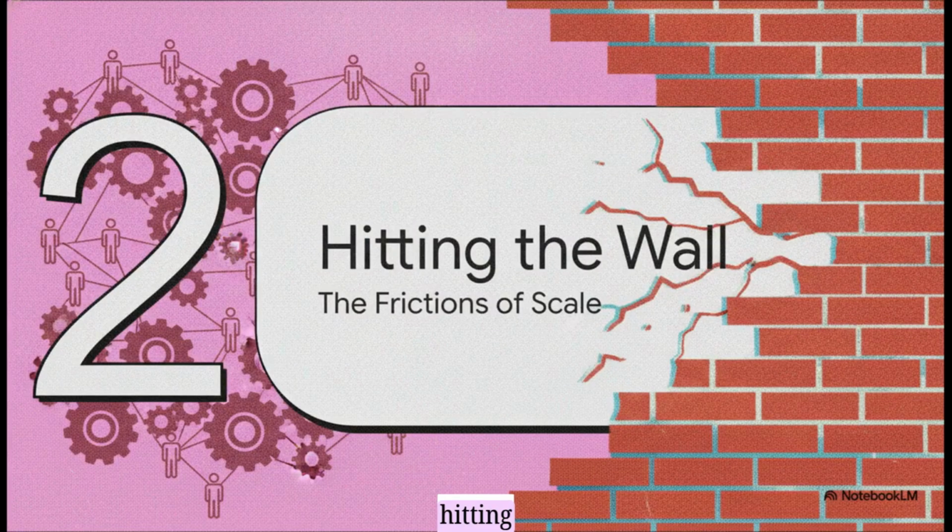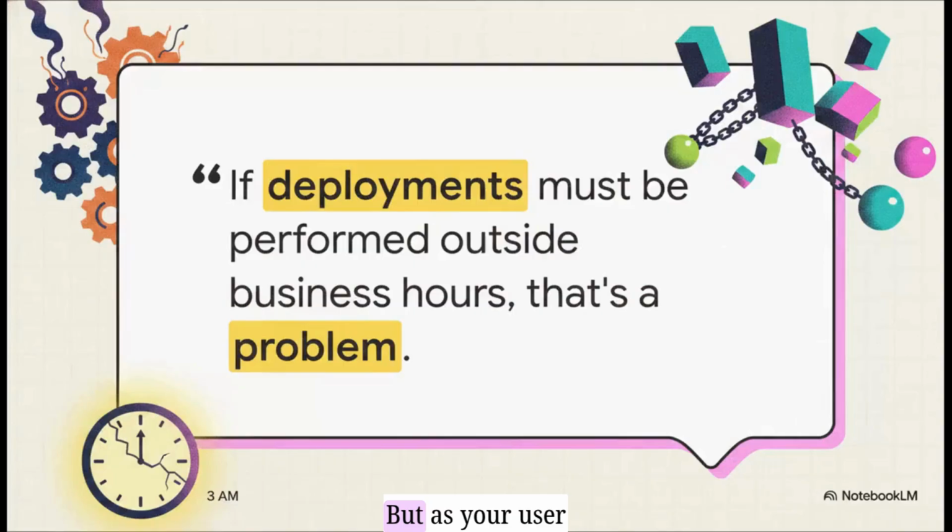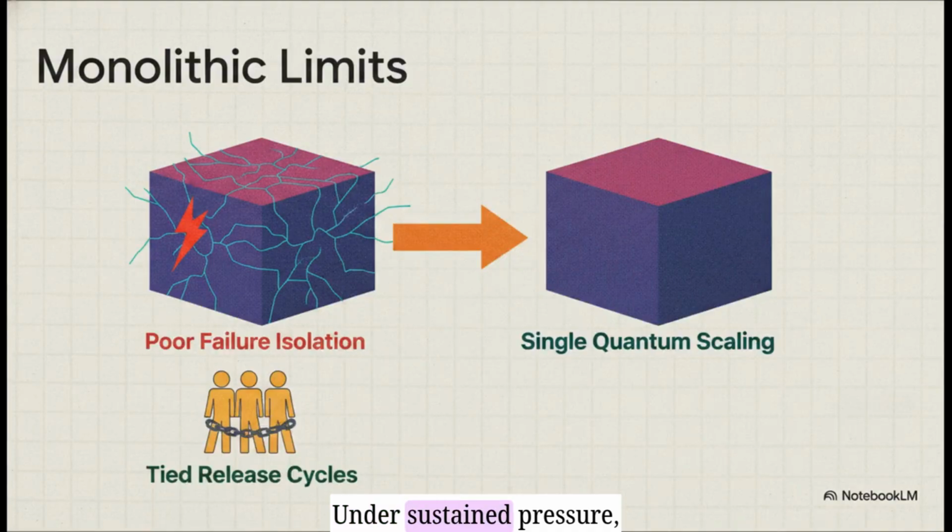Section 2. Hitting the wall of scale. But as your user base and complexity inevitably grow, the friction kicks in. Nicole Forsgren points this out perfectly in the book Accelerate. Quote, "If deployments have to be performed outside of normal business hours, that's a sign of architectural problems that should be addressed." That right there, those painful, brittle, out-of-hours deployments, that is your very first major warning sign that your monolith is struggling. Under sustained pressure, the cracks really start to show.